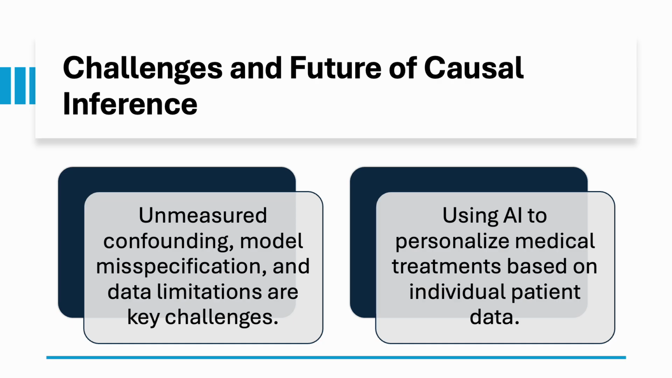The future of causal inference is exciting, with advances in AI and machine learning enabling more personalized and precise analysis. For example, AI can help tailor medical treatments to individual patients based on their unique data, improving outcomes. As technology evolves, causal inference will become even more powerful, helping us solve complex problems in healthcare, economics, and beyond.